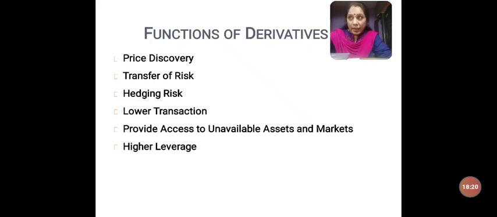Okay, so hedging risk, or mitigating the risk, is also one of the functions of derivatives. You can equip yourself against the risk by hedging when you get into a derivative contract. Any unexpected hike or drop will influence the contract, and that can be mitigated when you are getting into derivative contracts.